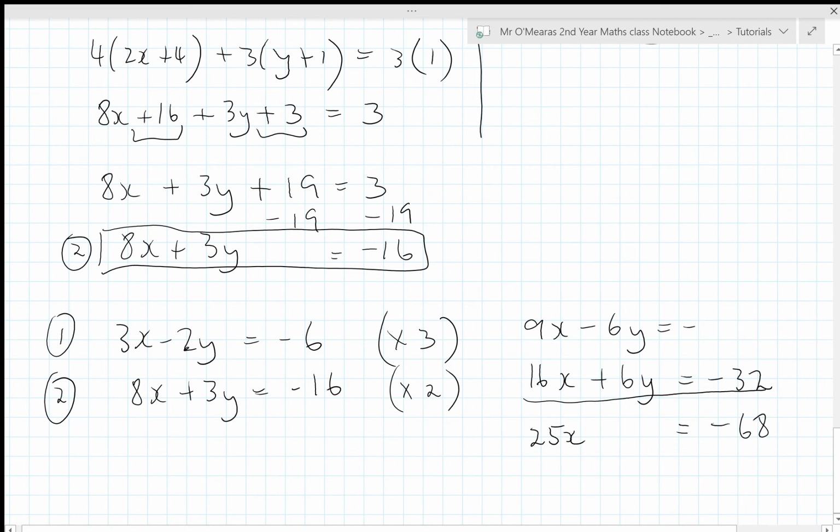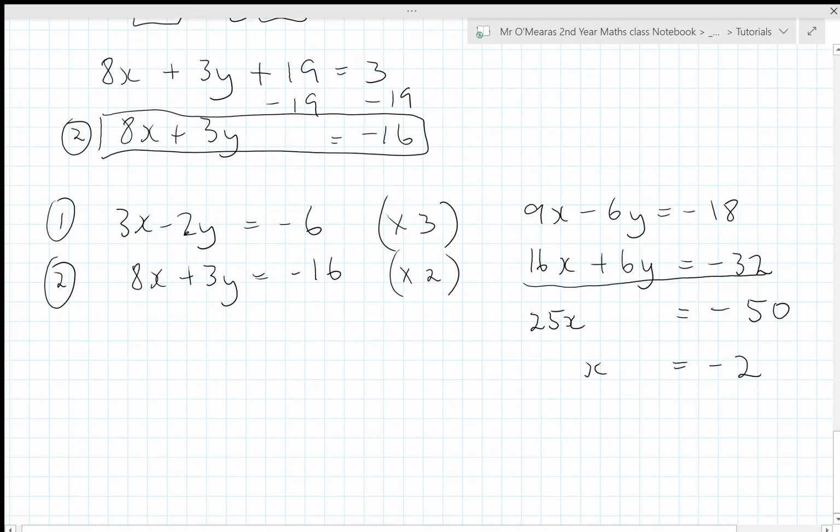Oh, my bad maths right there. Minus 18. So that's minus 50. Okay. So then we divide both sides by 25, so we get x equals minus 2. Alright, not finished yet. We still have to then go and work out our y value.